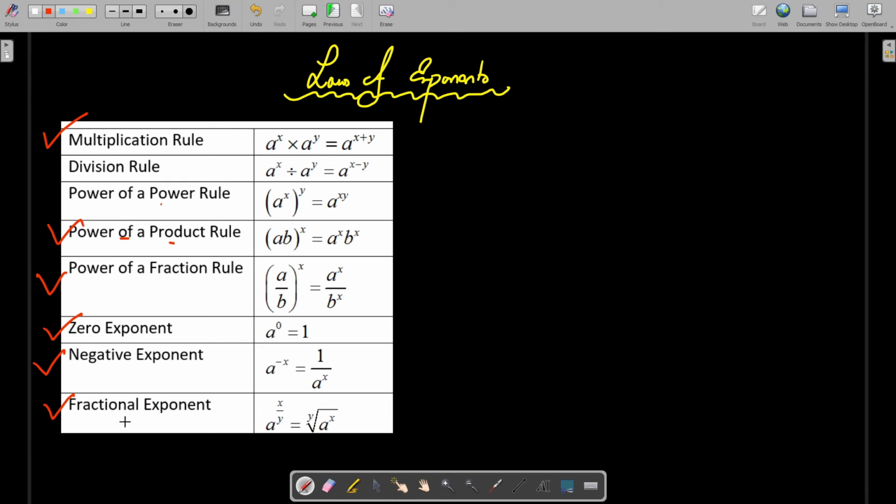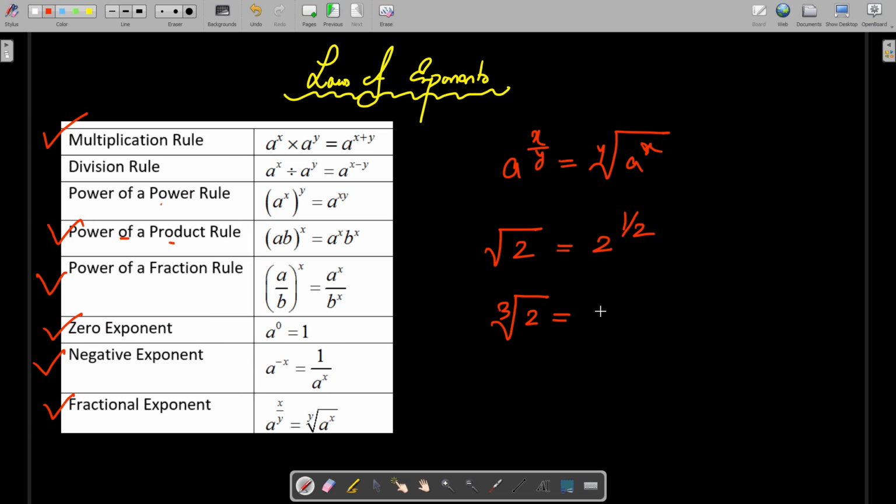Last one, we have fractional exponent. It's given a to the power x by y, which means the y-th root of a to the power x. It looks very complicated. Let me explain it in a simple way. Suppose I have root over 2. It's a square root. This can also be written as 2 to the power 1 by 2. If I have cubic root of 2, this can also be written as 2 to the power 1 by 3.